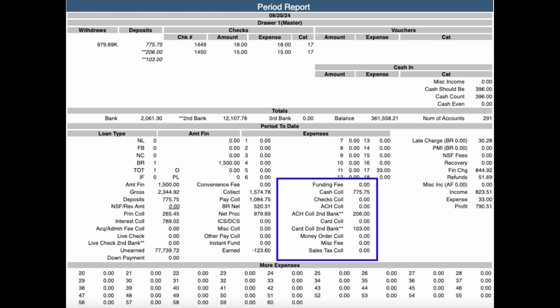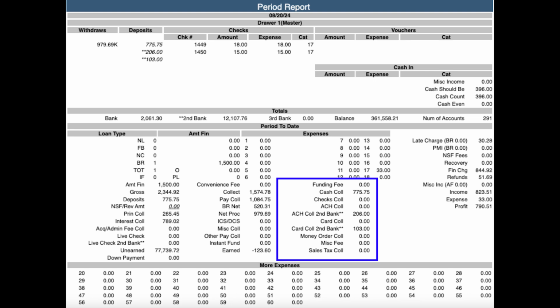ACH collect: the total dollar amount of ACH collected for that accounting period. ACH collect second bank: the total dollar amount of ACH collected for that accounting period if a separate bank account is used. Card collect: the total dollar amount of debit cards collected for that accounting period. Card collect second bank: the total dollar amount of cards collected for that accounting period, and the bank account is a separate bank account from the branch bank account. Money order collect: the total amount of money orders collected for that accounting period.